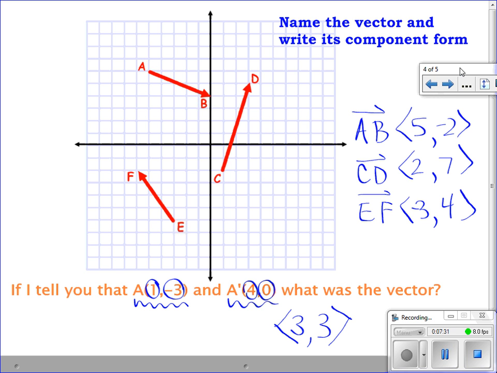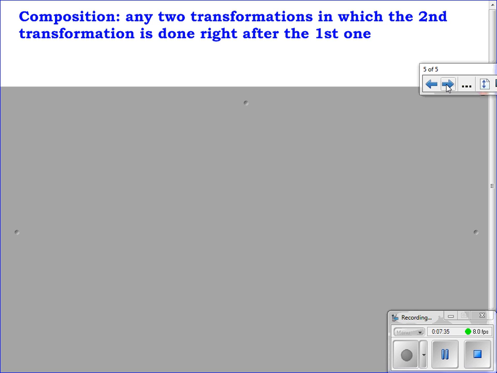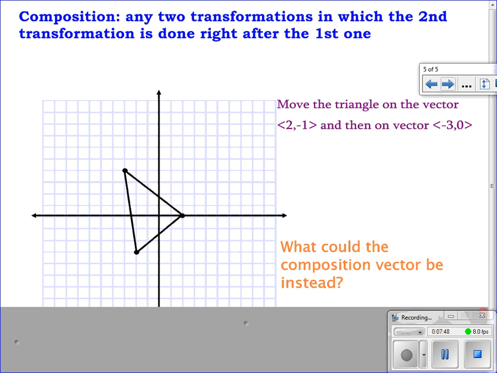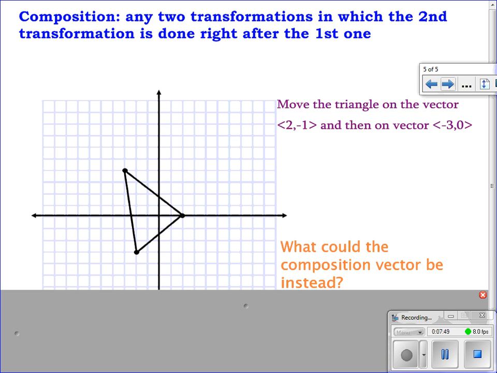All right, composition. We're going to talk about these later in the chapter as well. It's just any two transformations. We've only learned about one type of transformation, so we're going to slide an object twice. So let's say we had this picture right here, and we're going to move it along this vector, and then I'll use a different color. We'll move it along this vector. Let's label this. We'll put the top one X, Y, and Z down at the bottom.